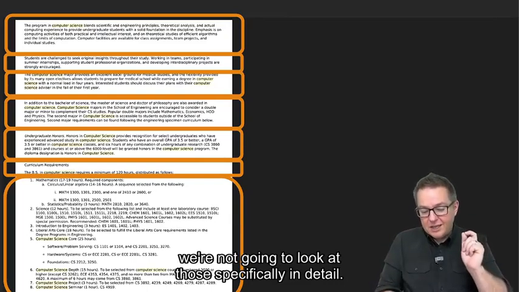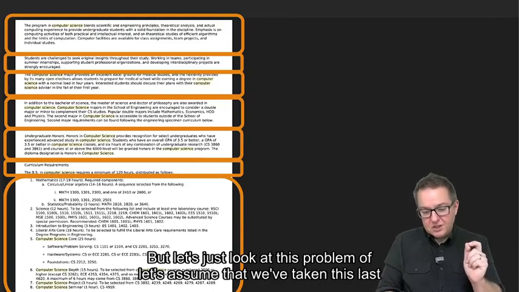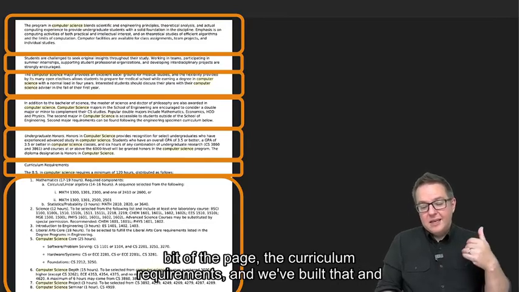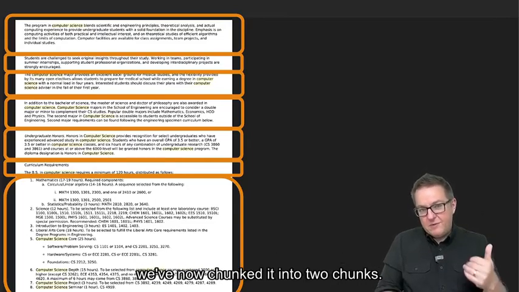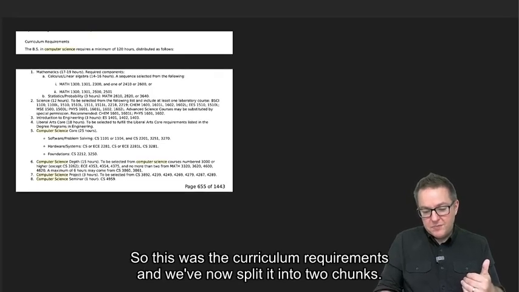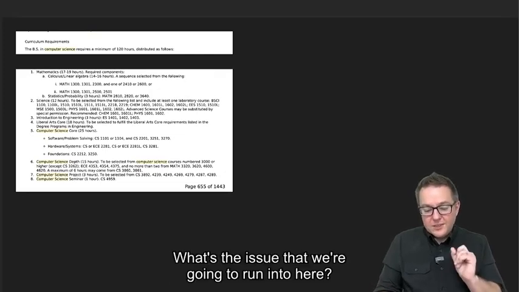But we're not going to look at those specifically in detail, but let's just look at this problem. Let's assume that we've taken this last bit of the page, the curriculum requirements, and we've built that, and we've now chunked it into 2 chunks. So this was the curriculum requirements, and we've now split it into 2 chunks. What's the issue that we're going to run into here?